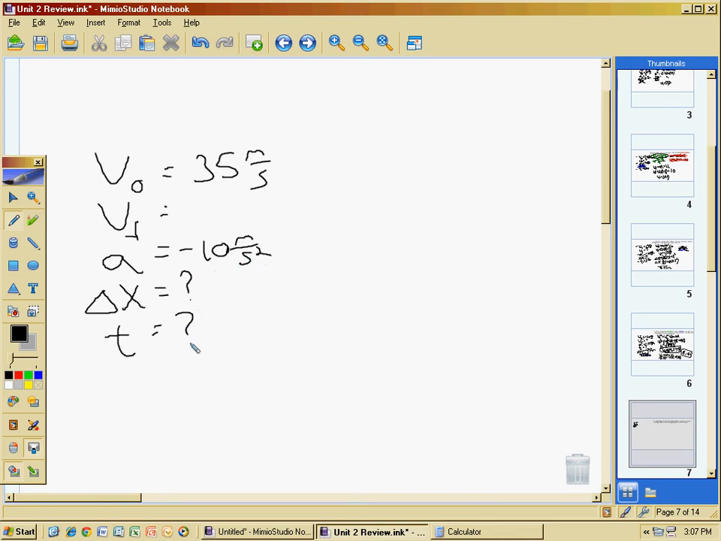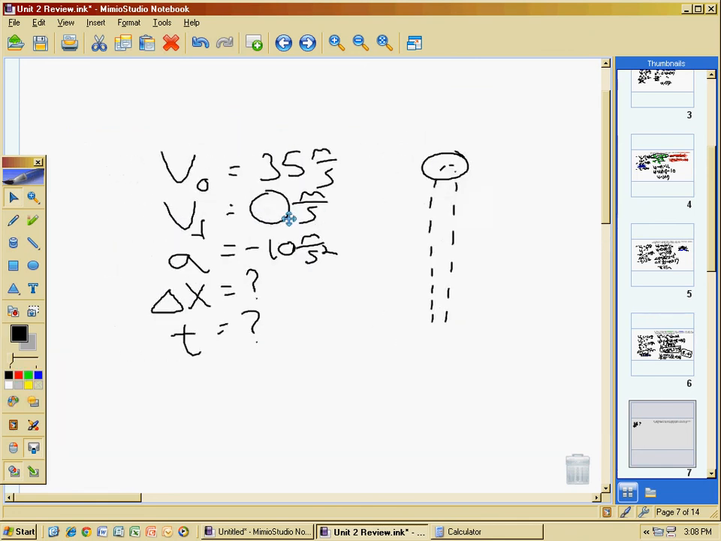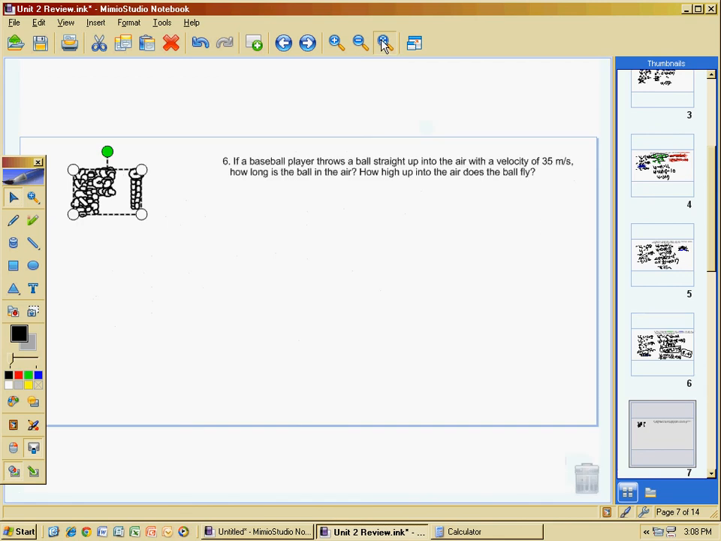Now, the trick to this problem is, again, remember, if you trace out the ball's path through the air, up at the very top, the ball's velocity must be 0 at its maximum height. So what we're going to do is go ahead and put in 0 meters per second for that. Now let me move this over so it's not stuck under the toolbar. That should be good. Perfect. All right, so that's what we know.